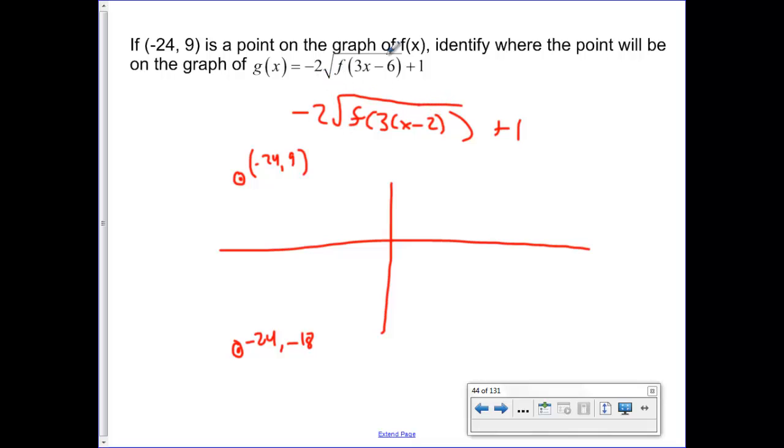Oh, hang on. I should do the square root first, though, shouldn't I? The square root should happen first, because that's the whole point of this graph here. So before I deal with this 2 and before I deal with this 1, would it make sense that I should square root the value first? Because I can't square root negative 18 now, can I? So take your Y value of 9, square root it down to 3, then times by negative 2.